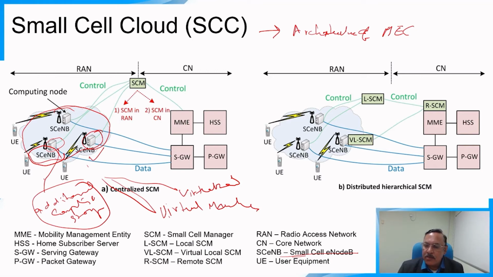Now, because a high number of SCENBs is supposed to be deployed in the future mobile network, the SCCs can provide enough computing power for the users, especially for the services and applications having stringent requirements on latency. In order to fully and smoothly integrate SCC, that is the small cell cloud concept, into the mobile network architecture, a new entity denoted as small cell manager, SCM, is introduced to control the SCC.